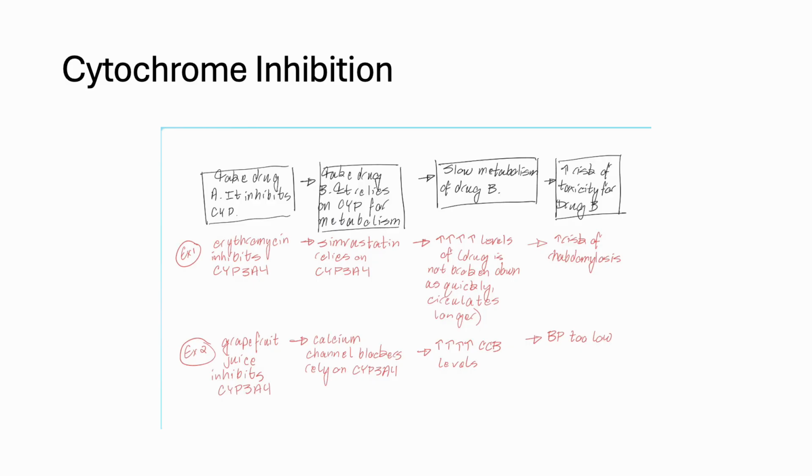Another example, here's the grapefruit juice example. Grapefruit juice inhibits it. If you took a calcium channel blocker, you don't have to memorize these examples, I'm just using them to teach you, you would have increased levels of the calcium channel blocker. Calcium channel blockers lower blood pressure. So if you had way too much of them, you would have a dangerously low blood pressure. So this is how cytochrome inhibition causes an increased risk of toxicity for the drug that relies on cytochrome P450 enzymes.